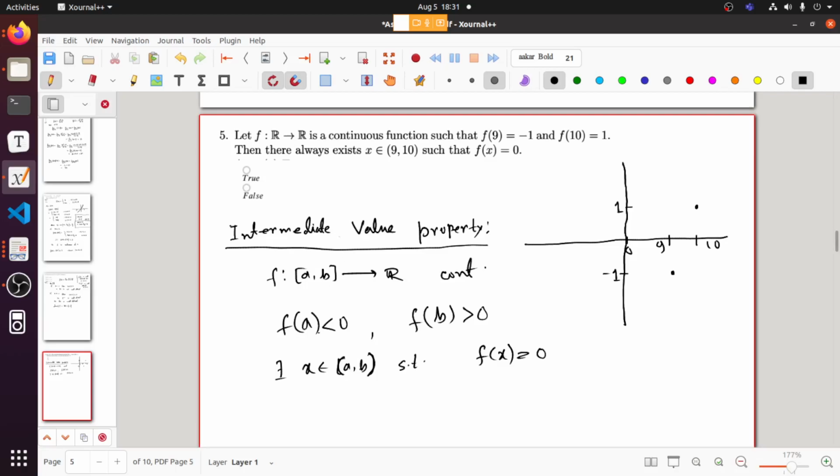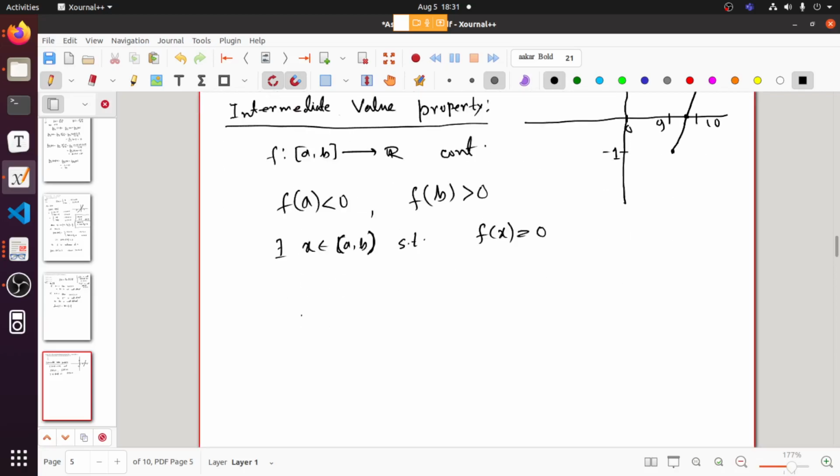So this is the intermediate value property. If it takes a negative value at a and a positive value at some point b, then it must cross the real axis, right? Here, it is a continuous function, and at 9 it is negative and at 10 it is positive, so it must cross the real axis and take the value 0 at some point, because this function is continuous. So this is true by the intermediate value property of continuous functions.